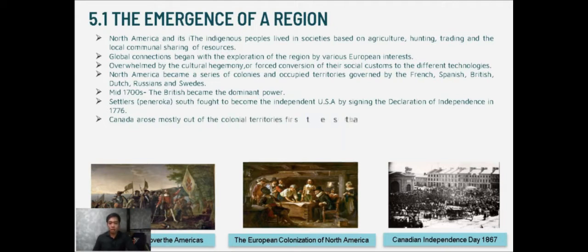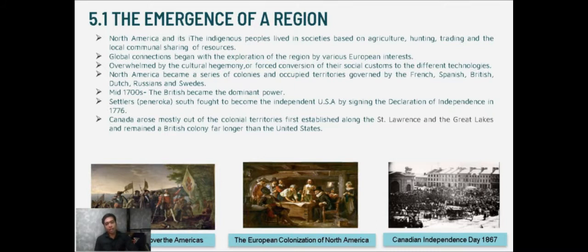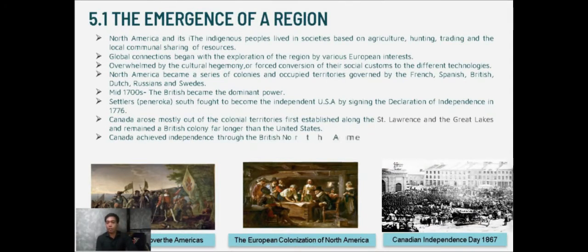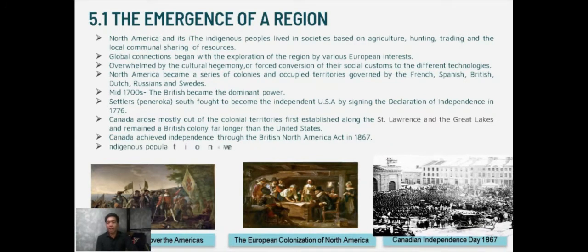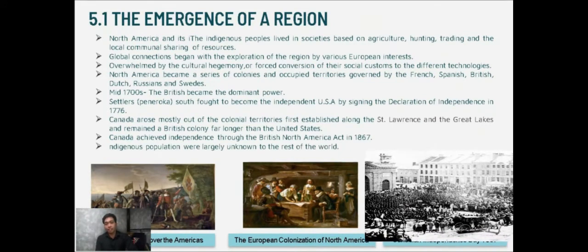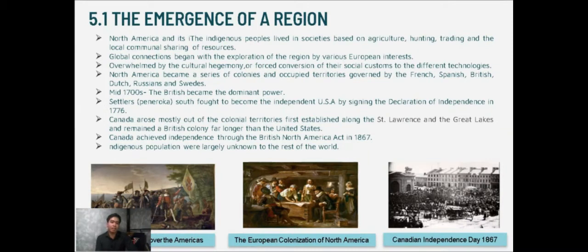Canada arose out of the colonial territories first established along the St. Lawrence and the Great Lakes, and remained a British colony for longer than the United States. Then Canada achieved independence through the British North America Act in 1867. After gaining independence, they occupied most Native American and Aboriginal people's lands in the central parts of the continent.